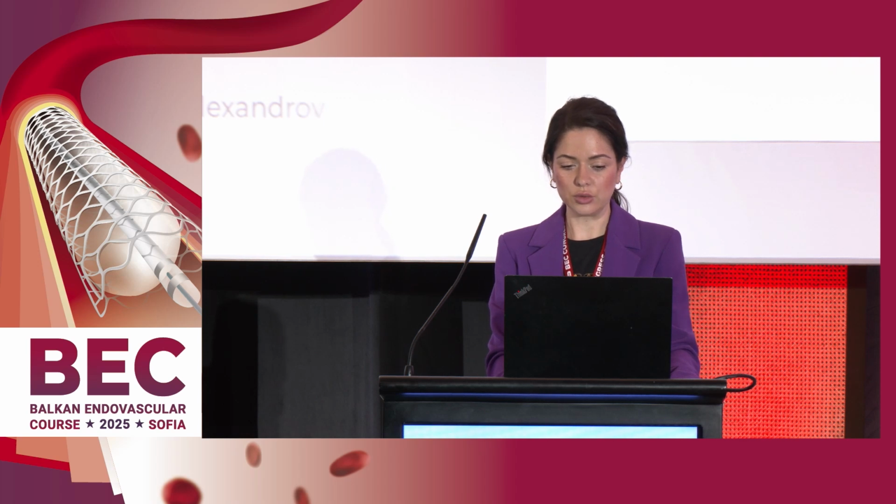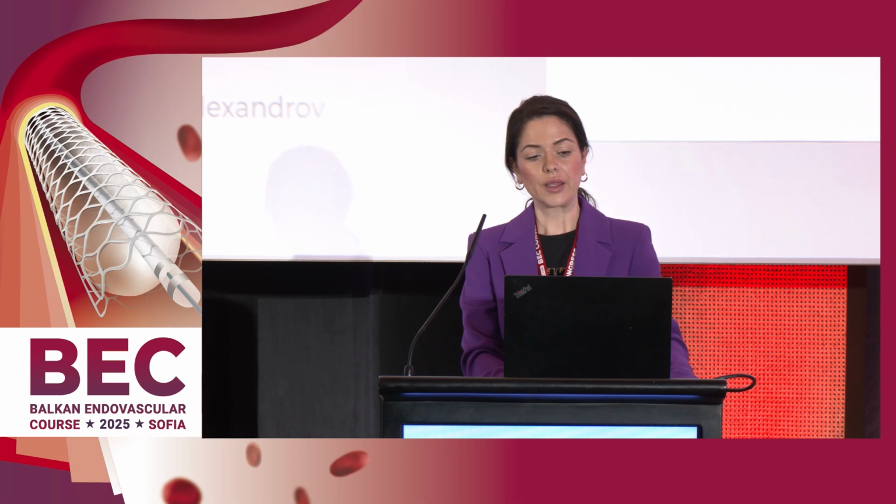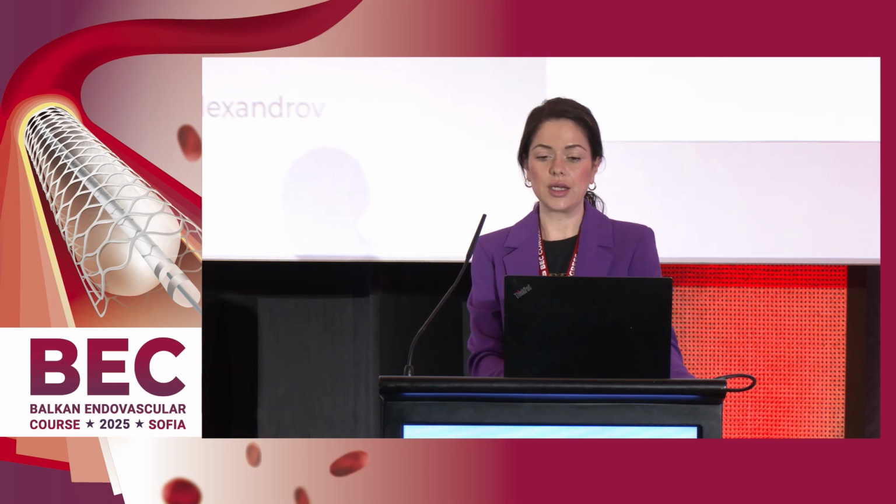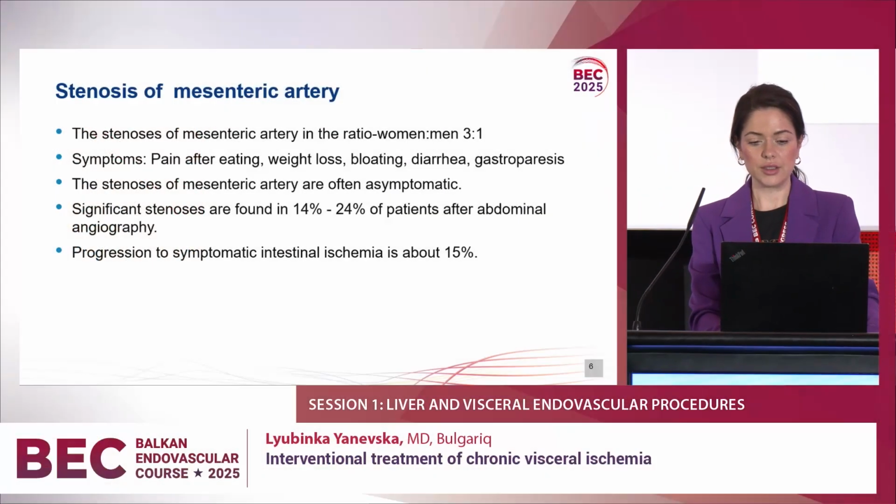Stenosis of celiac trunk can be formed by atherosclerotic plaques, aortoarteritis, compression syndrome from malignant and benign formations, and Dunbar syndrome. Different types of stenosis of celiac trunk are atherosclerosis, fibromuscular dysplasia, and Mal's syndrome. Stenosis of mesenteric artery is in the ratio woman to man 3:1 with symptoms of pain after eating, weight loss, bloating, diarrhea, and gastroparesis. The stenosis of mesenteric artery is often asymptomatic.